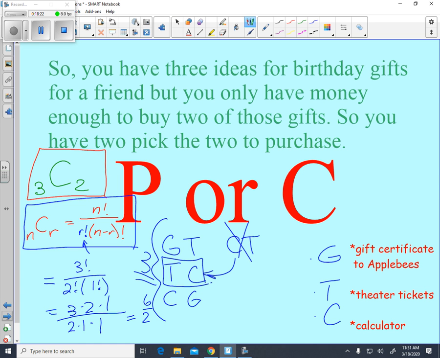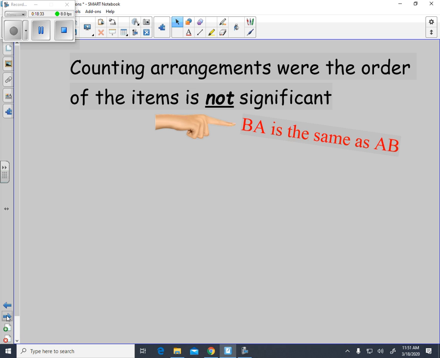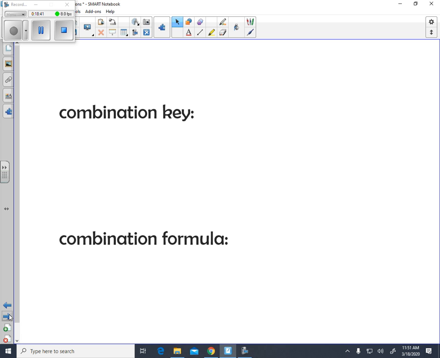And we knew it was 3 because you already listed the sample space before, didn't you? You stopped the video and listed them. And so there's only 3 combinations. So counting when the order is not significant, you have to count with combinations.